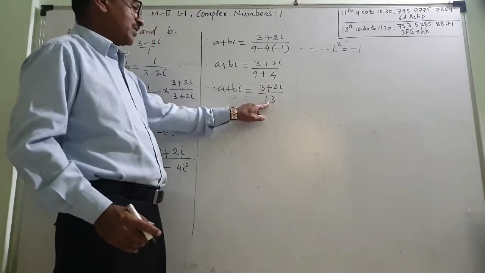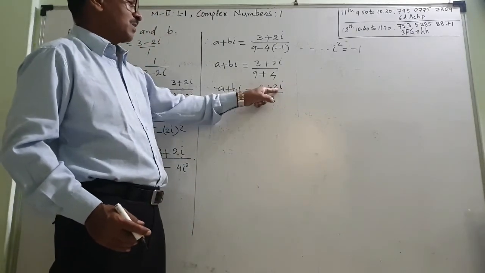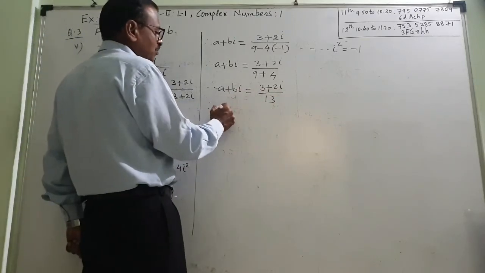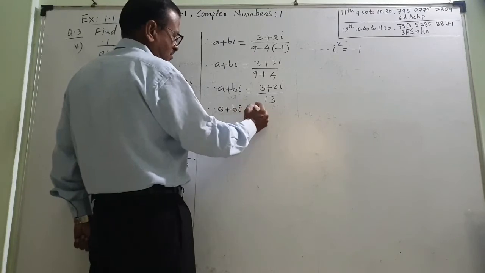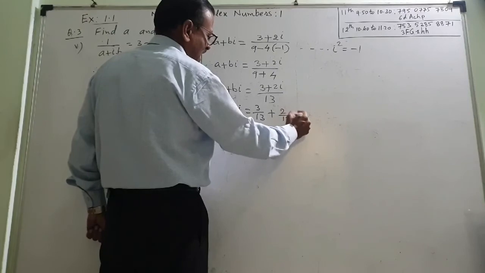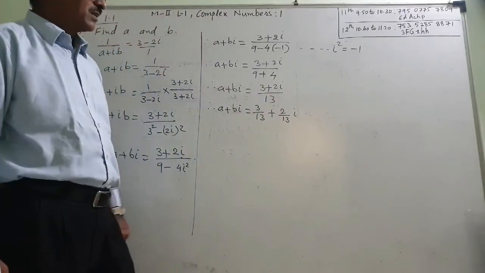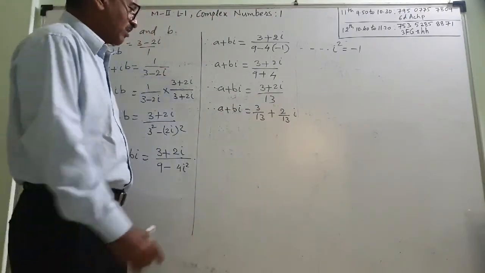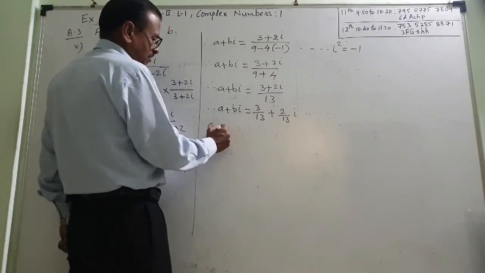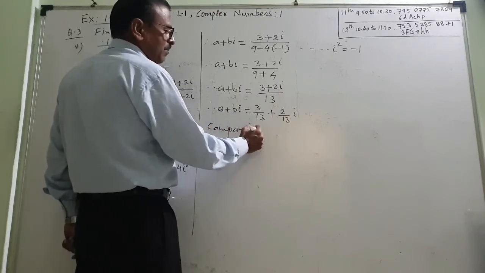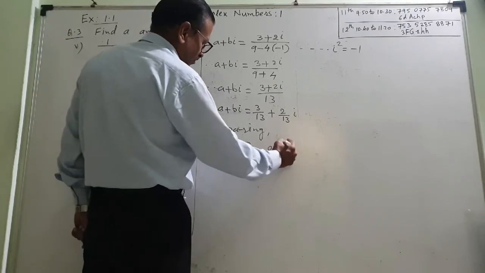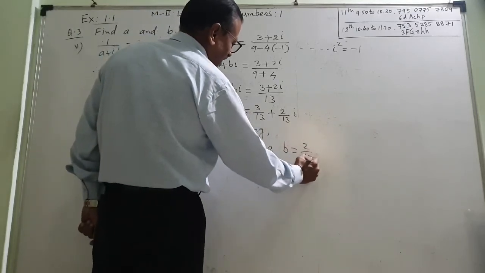Now this is the denominator. This is the father of both of them. These are the two brothers. Their father is this. They want to take the admission. So how I will give their names: it is equal to 3 upon 13 plus 2 upon 13 i. So this is a, this is b, comparing the real and imaginary parts. a is equal to 3 upon 13 and b is equal to 2 upon 13, and that's the answer.